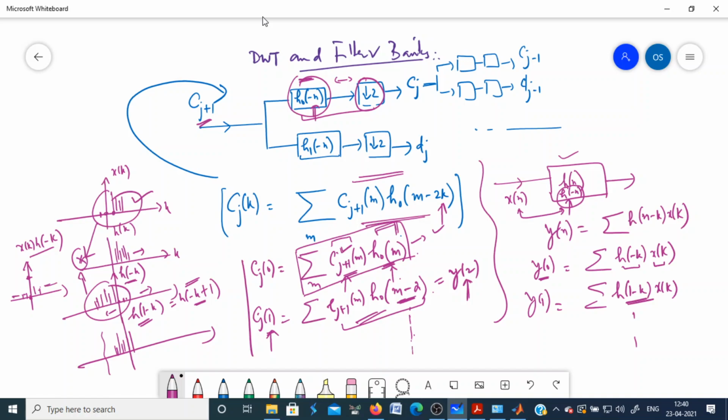Okay, so you can shift it because it is already h naught of minus n, so if you fold it, it becomes h naught of n. Then you shift it by minus 2, which means shift it to the right by 2. Then again multiply and add, you get y2, then you get y4 and so on. So when your output is actually 1 here, this is the output you are getting here.